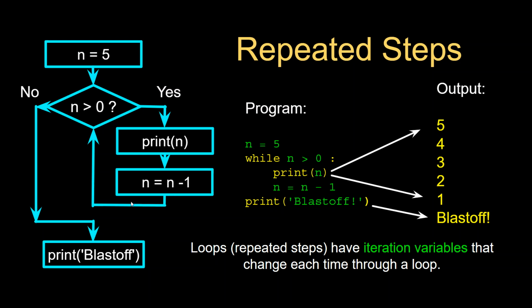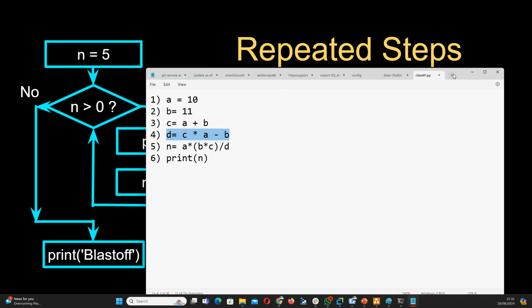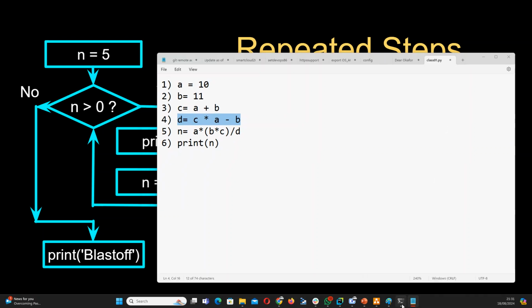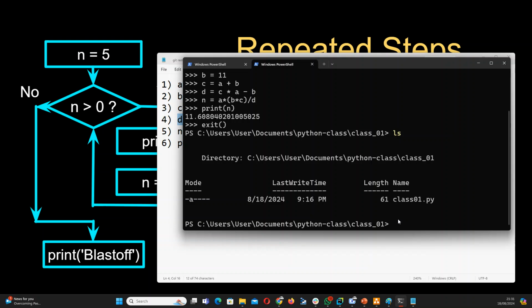Yes. That's how you keep on until you come to a point where n is equal to 1. It will print it and say n equals 1 minus 1, which is 0. And come back again, say is 0 greater than 0? No. It will come here and print blast off. Exactly. Now let us do that particular one.